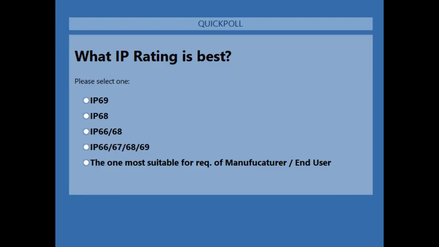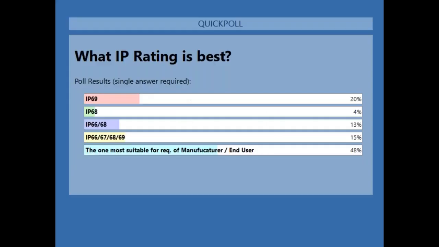Okay. Thank you very much. I'll share the results. So 20% thought IP69. You'll learn further in this presentation why that may not be correct. Same for the next 4 answers. Now the fourth one down, 15% of you, that is a very good device that is rated for everything. But you have to take into account the manufacturer, the EPC, and the end user's requirements. A device that is rated for all 4 of those IP ratings would be a more expensive device. Perhaps it would be overkill. So there are the considerations of the customer, purchaser, end user, and manufacturer.